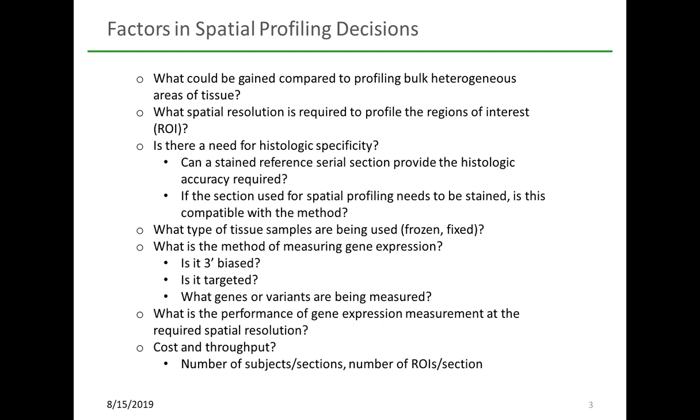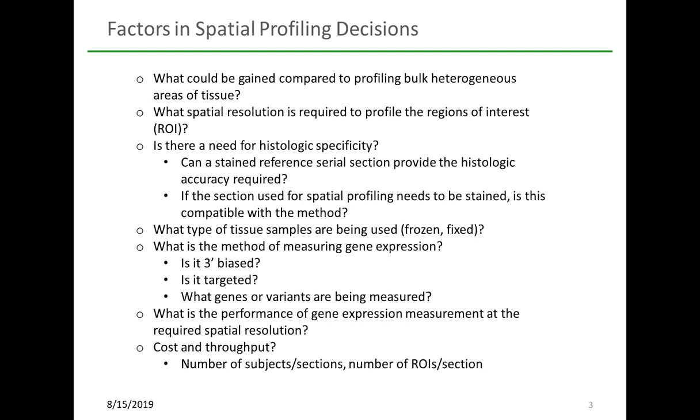Among other things, then, is to gain that histologic specificity where you're only going to profile one specific histology without cross-contamination. Does the methodology require you to use a reference section that's stained and then the sample is actually taken off of a second unstained section? Or can the section that you're actually working from and profiling be directly stained or not?